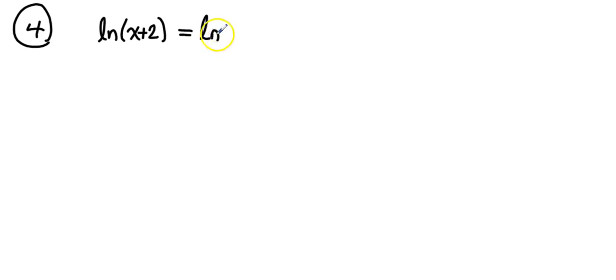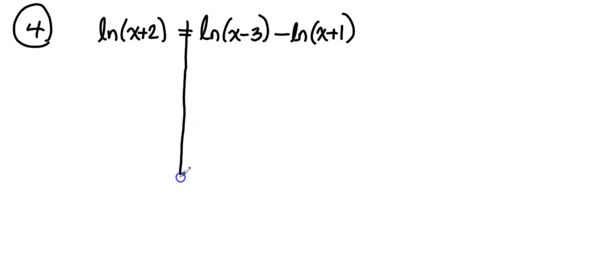Very good. Let's look at number 4. Number 4 says natural log of x plus 2 equals natural log of x minus 3 minus the natural log of x plus 1. Now looking at this, how many log terms do I have now? Now I've got 3. So I don't have a non-log term. Let me say that one more time. I do not have a non-log term.